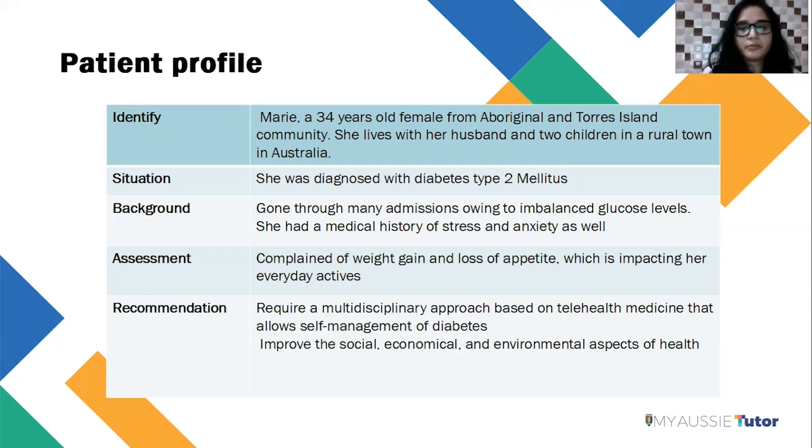She was diagnosed with type 2 diabetes mellitus, and she has had many admissions owing to imbalanced glucose levels. She also has a medical history of stress and anxiety. In the nursing assessment, she also complains of weight gain and loss of appetite, which is impacting her overall health, and she is not able to perform her everyday activities, making her dependent on others.